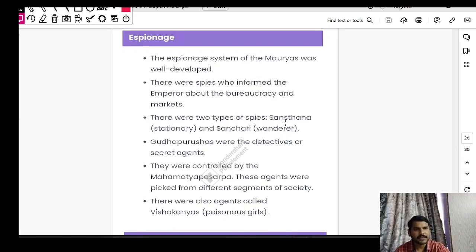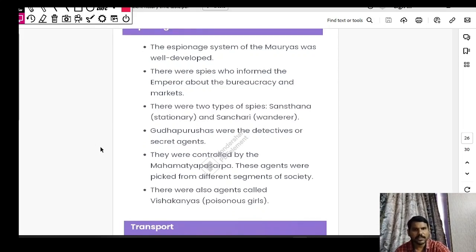So two types of spies: Sanstana and Sanchari. Sanstana means he's fixed at one place. Sanchari means he'll be wandering around, and it was controlled by Mahamatyapsara. So all these things you can get.